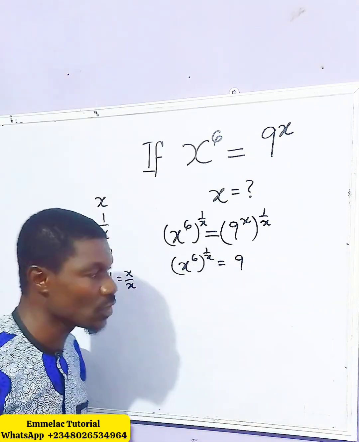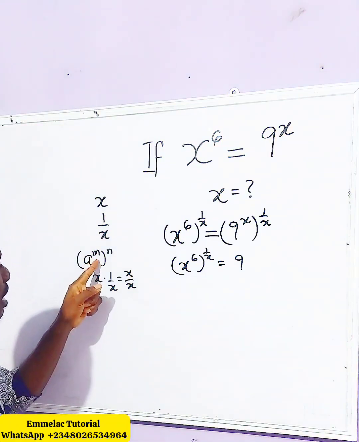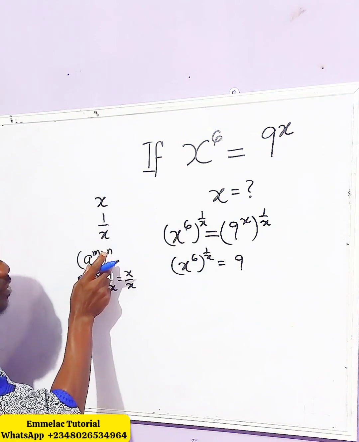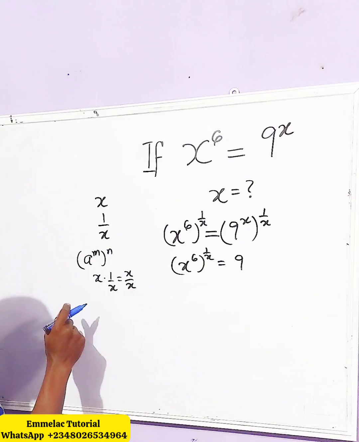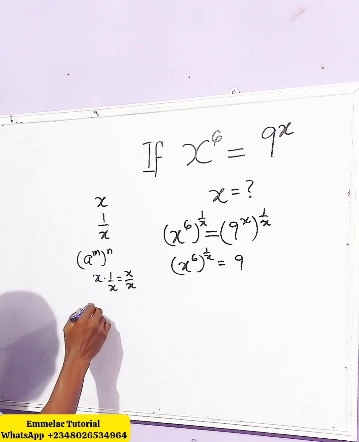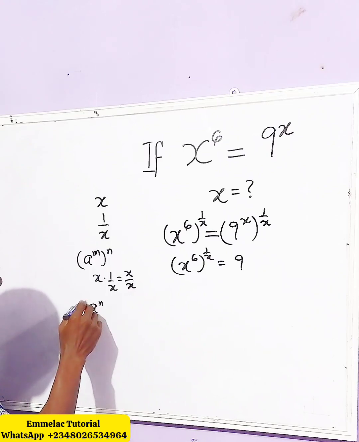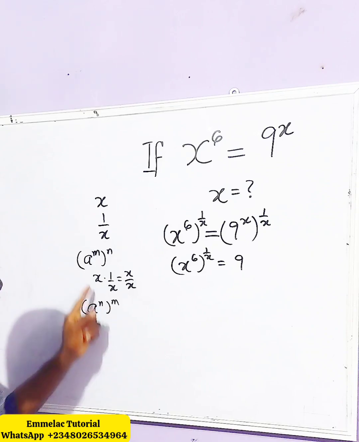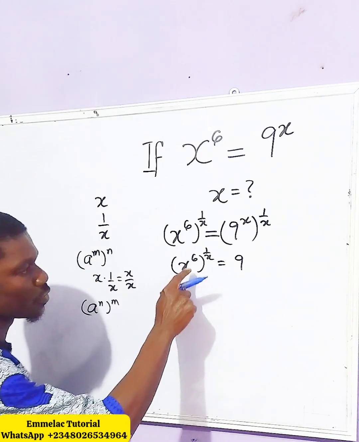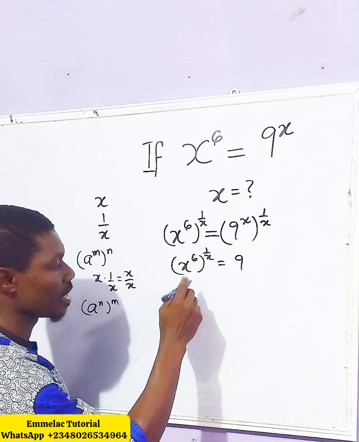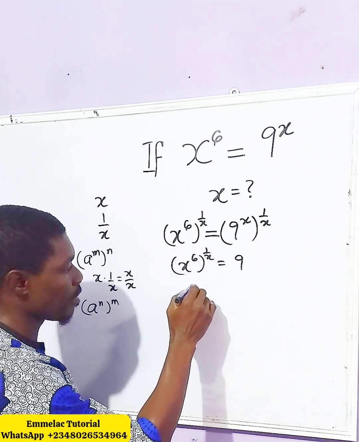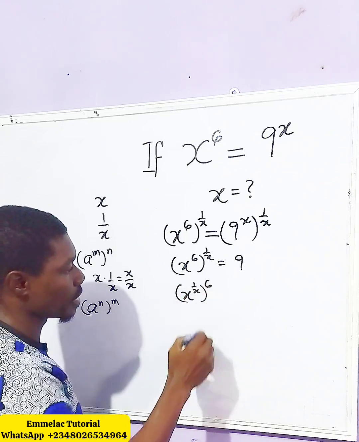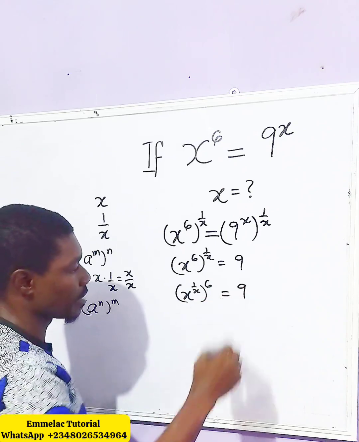Now at this point again, this law can also be written as a raised to the power of n, raised to the power of m. So we can actually swap it. We can do the same here, and by so doing we have x raised to the power of 1 over x, raised to the power of 6, equals 9.